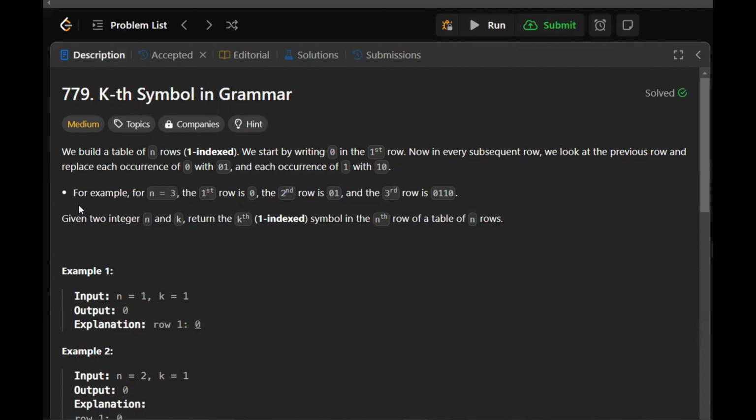Suppose, for example, n is equal to 3. The first row is 0, the second row is 0, 1 because we replaced 0 by 0, 1. And the third row is 0, 1, 1, 0 because we replaced 0 by 0, 1 and we replaced 1 by 1, 0. Now, given two integers n and k, we have to return the kth symbol in the nth row of the table of n rows. Here, k is also 1-indexed.